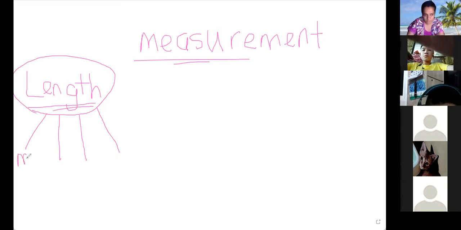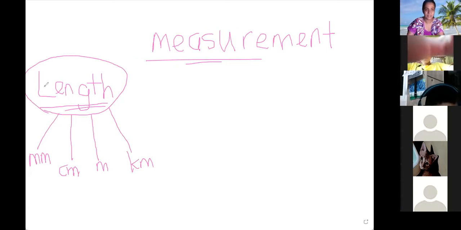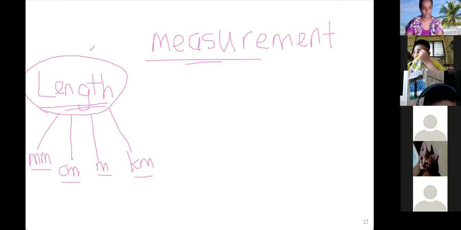The smallest unit we can start with is millimeter. Then you'll have the centimeter. Then you can actually have the meter and the kilometer. Now, what are these millimeter, centimeter, meter, and kilometer? They are all called the units of measurement.